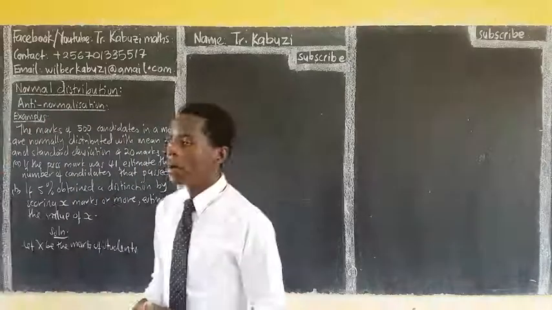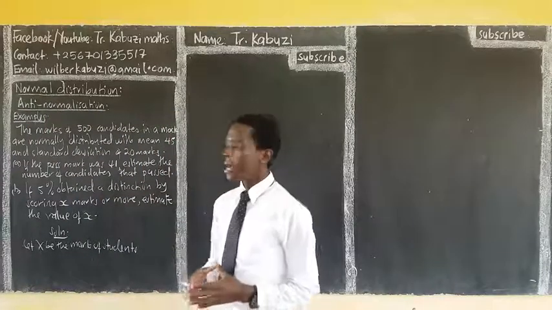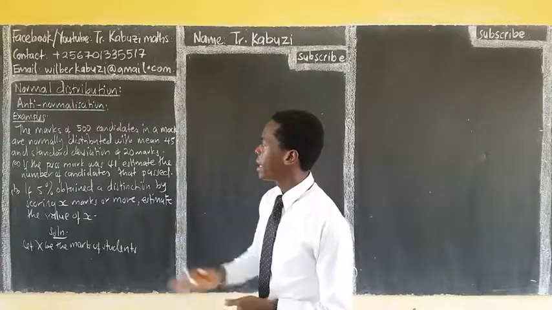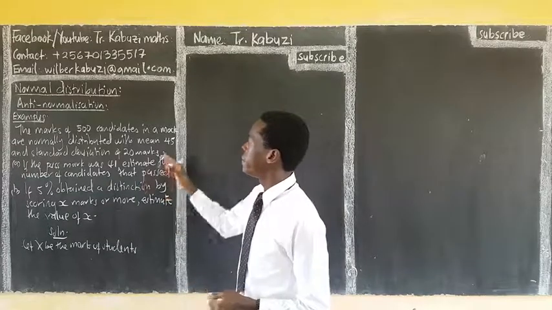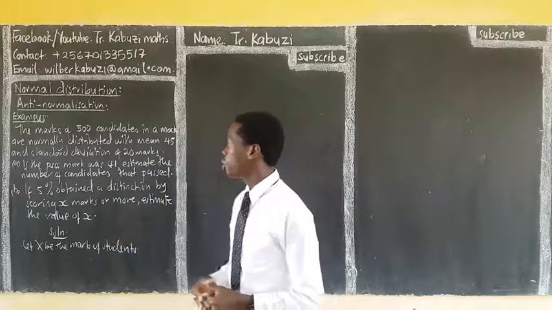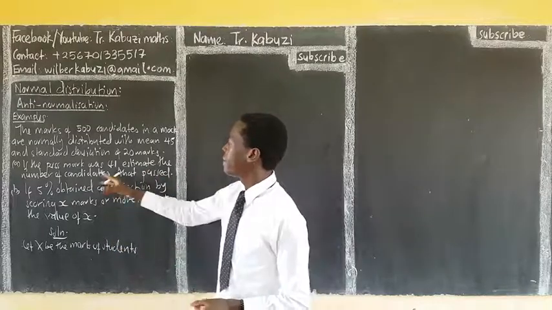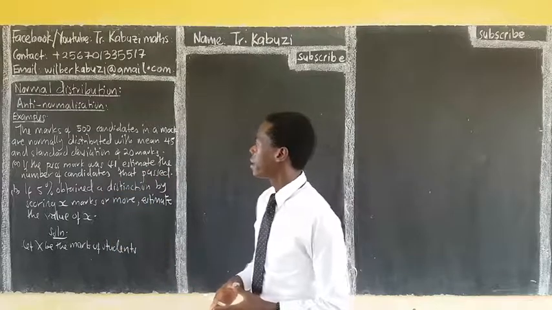Okay, so neighbors, now we are going to see more examples of the anti-normalization. Let us start with this question. The marks of 500 candidates in a mock are normally distributed with mean 45 marks and standard deviation 20 marks. If the pass mark was 41, estimate the number of candidates that passed.